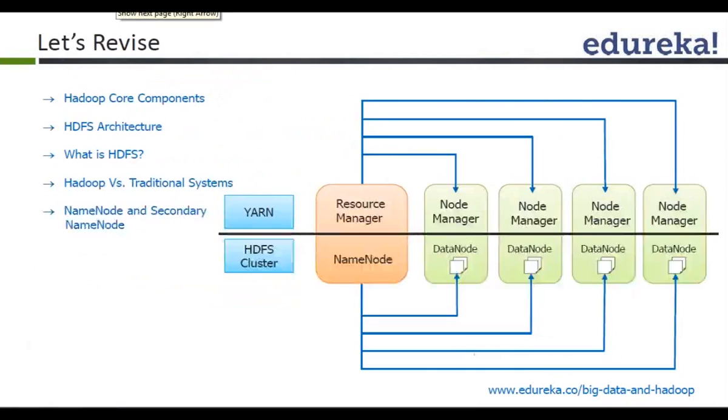So let's get moving. If you look at the various daemons that Hadoop has, last time we had seen what all are the core components of Hadoop. You have the processing component that is called YARN, and the storage component that is called HDFS. HDFS will have NameNode and data nodes, and your processing component will have resource manager and node manager.